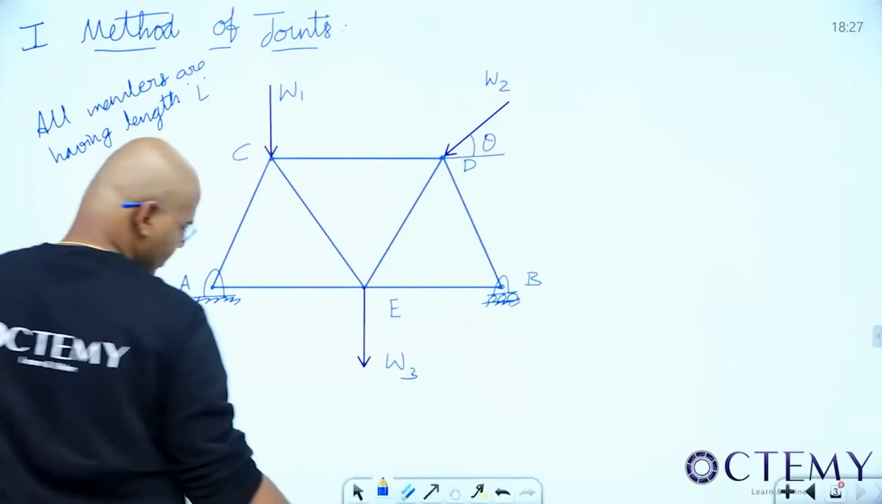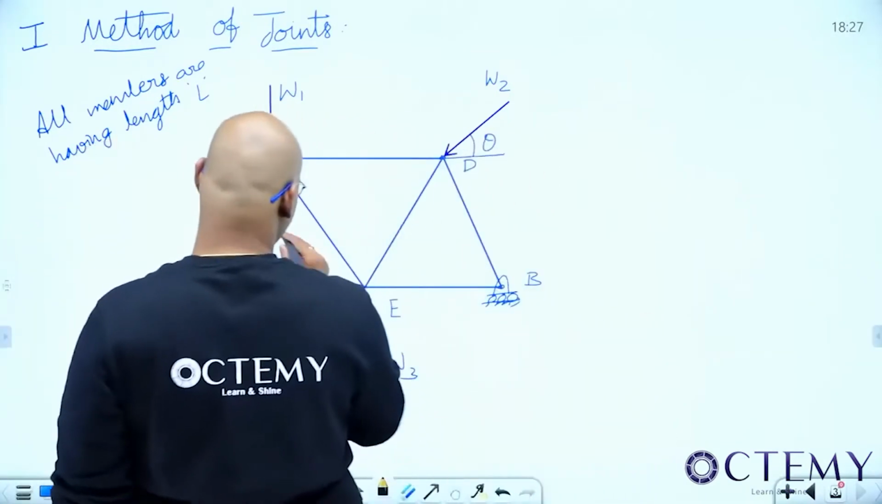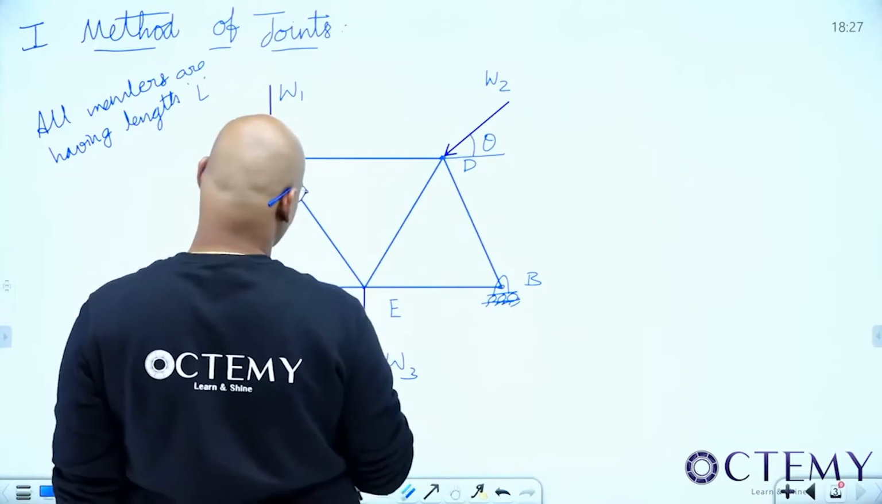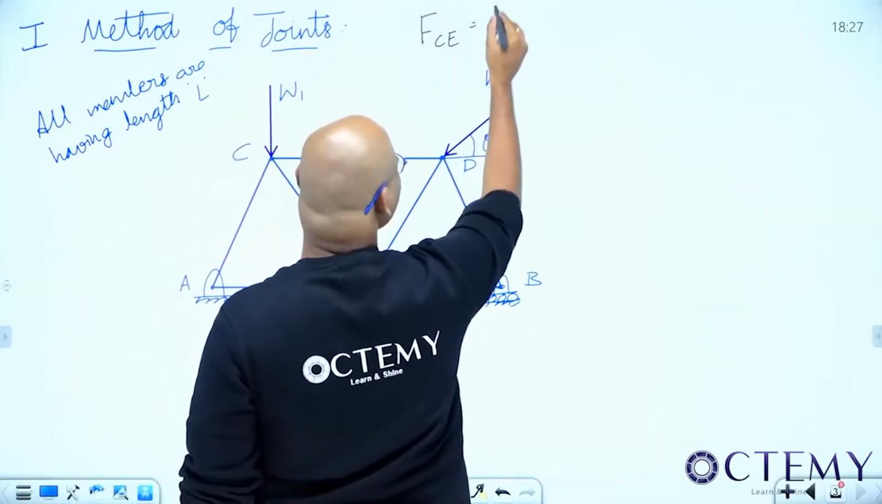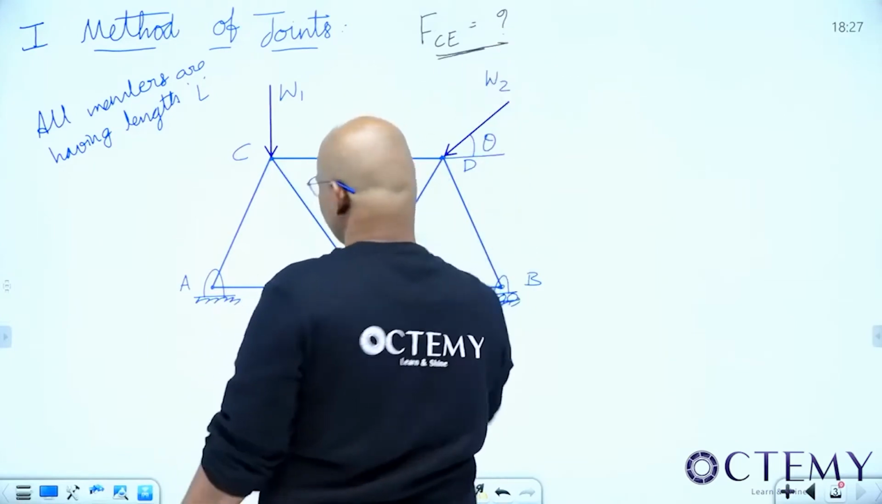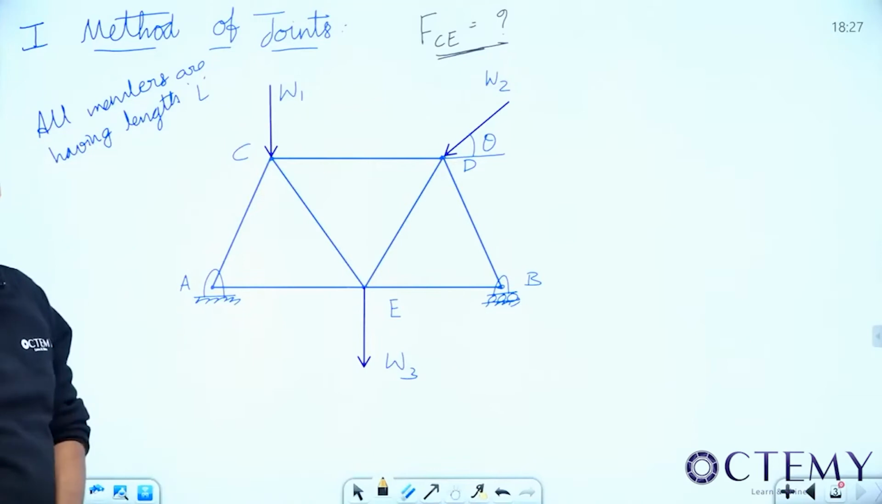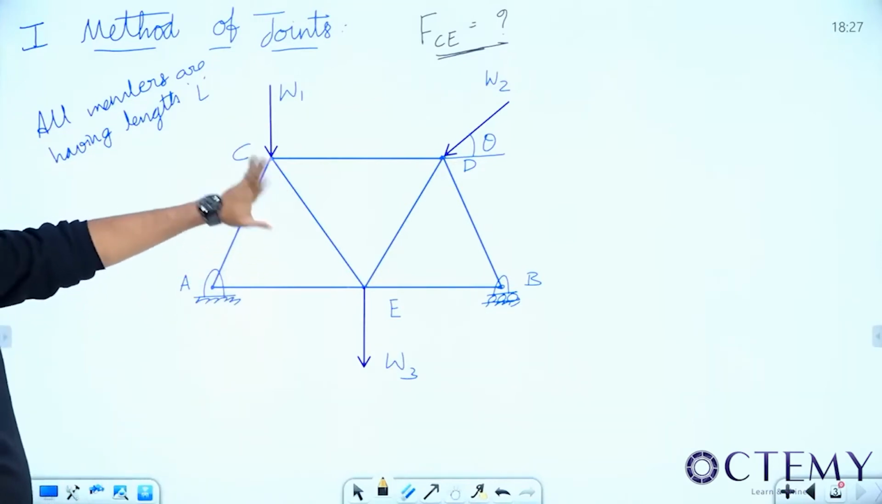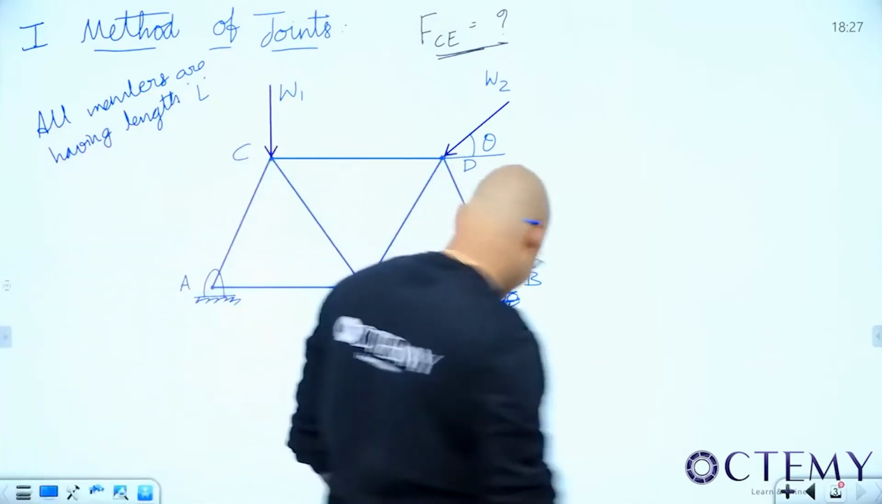For the problem's purpose, let us say I want to find the load in the member FC. This is the target. I'll take some member, FC. So this is a truss given with this loading, and I want to find the load in the member FC. Okay, shall we start?